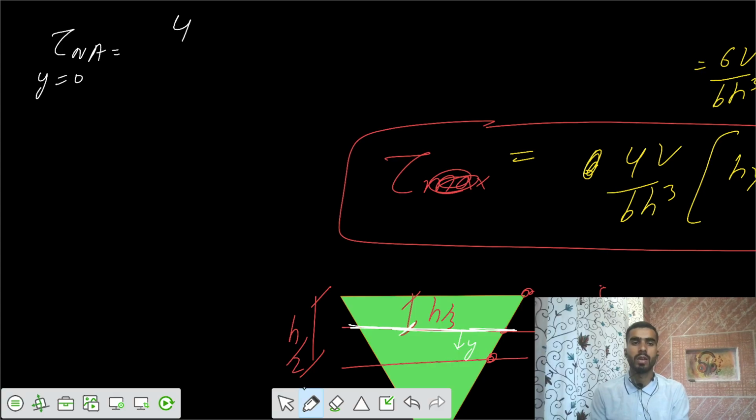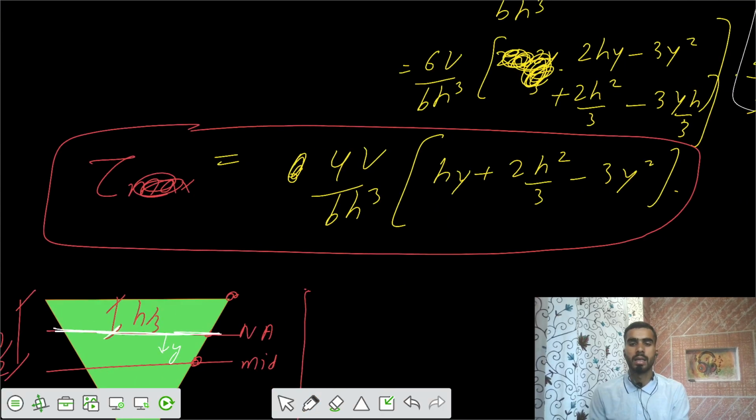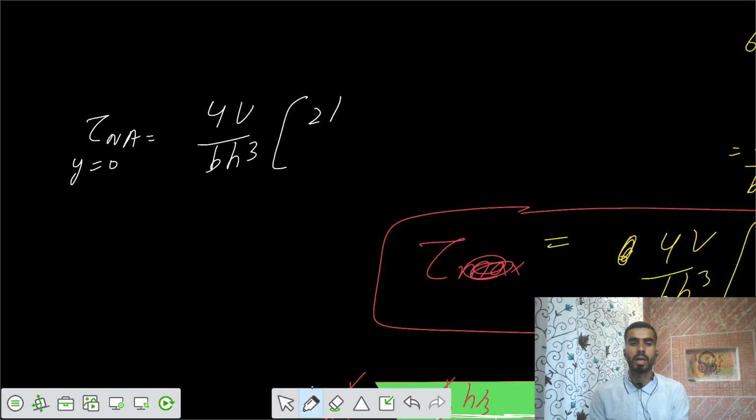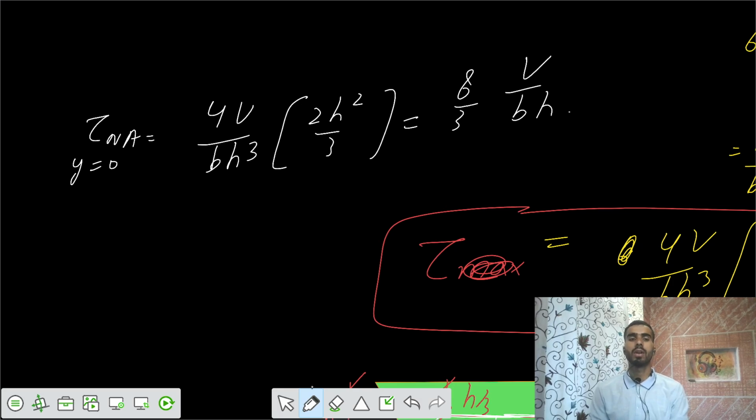So you substitute the values, you get 4V by bh cube, and the third part is 2h squared by 3, 2h squared by 3. That means 8 by 3. So you got a value of 8 by 3 V by bh. Do we got this value? 8 by 3 V by bh.